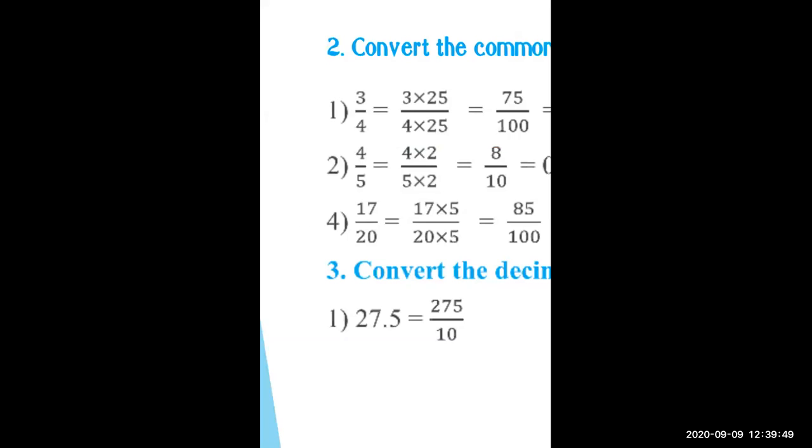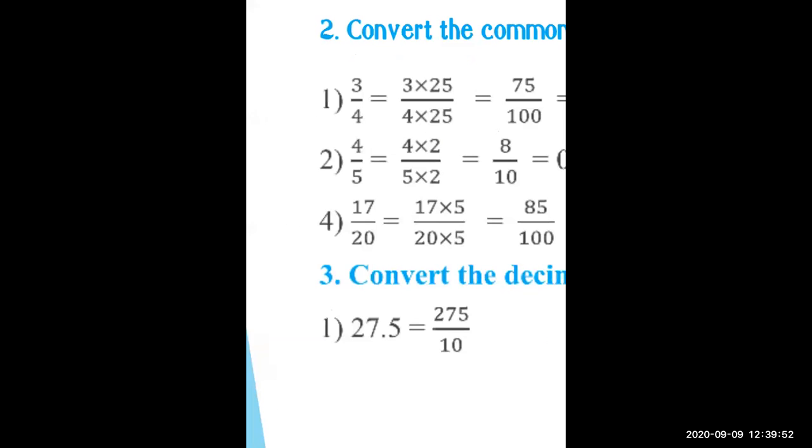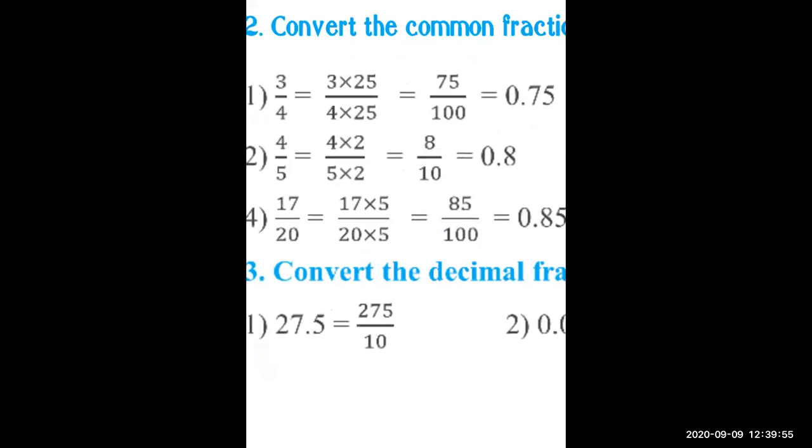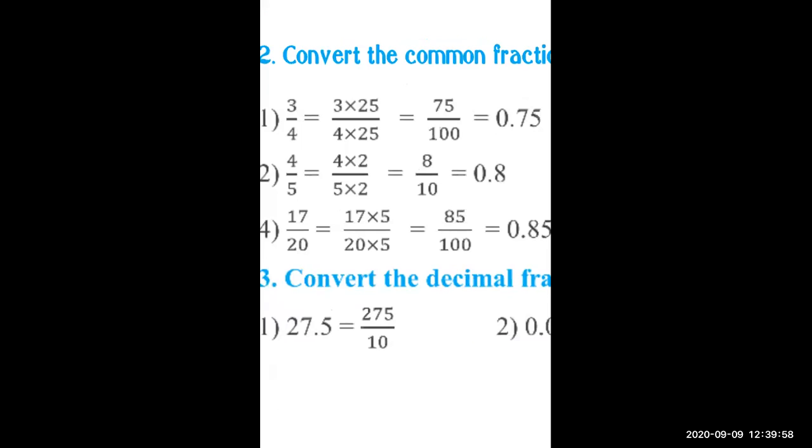Now we will move to the next one. See the next question. The next question is 4 upon 5. Same, we have to convert the denominator into 10 or 100. In the 5 table, 10 comes: 5 2s are 10. So when we multiply the denominator by 2, the numerator also we have to multiply by 2. So here 4 2s are 8 and 5 2s are 10. So we got the denominator 10. So if it is 10, the main answer should be 0.8.